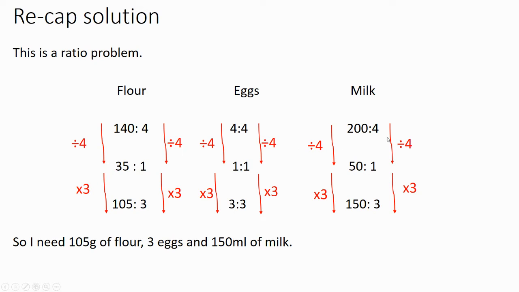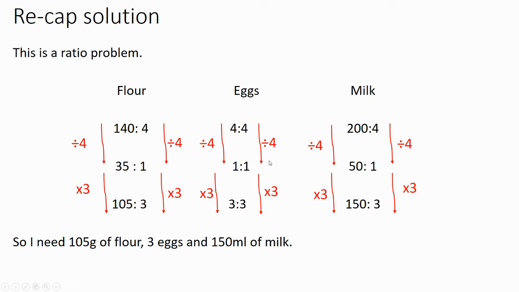Now I need to put this in the form n to 1. This gives us the amount of each ingredient for 1 person. And I can do this by dividing both parts of my ratio by the same number. Here I divided by 4 because there were 4 people, and 4 divided by 4 is 1. If I do the same to the other side, 140 divided by 4, I get 35. So 1 person requires 35 grams of flour.